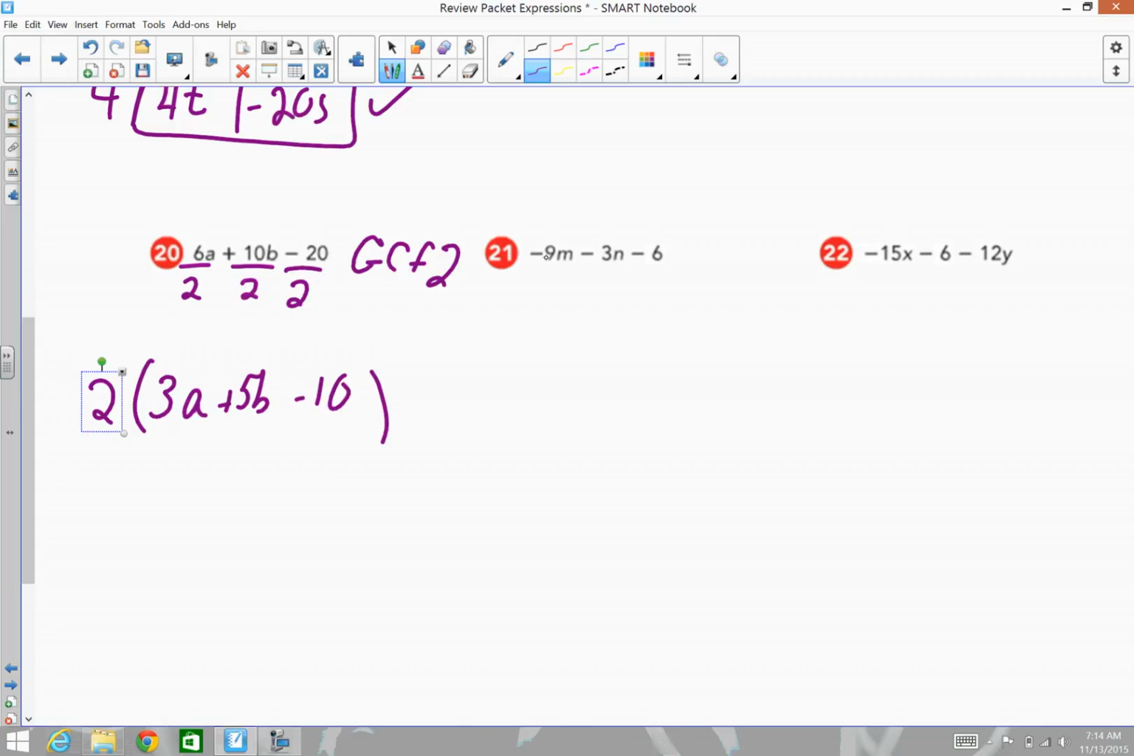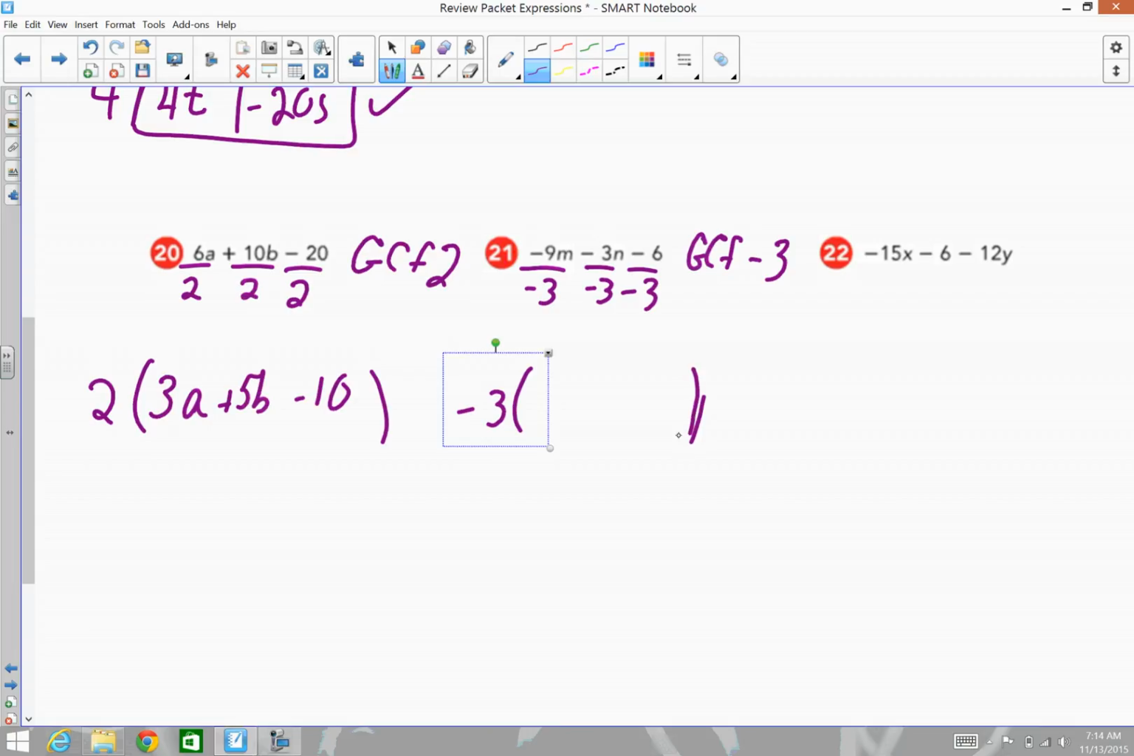For number 21, all 3 terms are negative, so we're going to divide by a negative. We can also divide by 3. So the GCF is negative 3. Negative 9 divided by negative 3 is positive 3, keep the m. Negative 3 divided by negative 3 is positive 1, keep the n. And then negative 6 divided by negative 3 is positive 2.